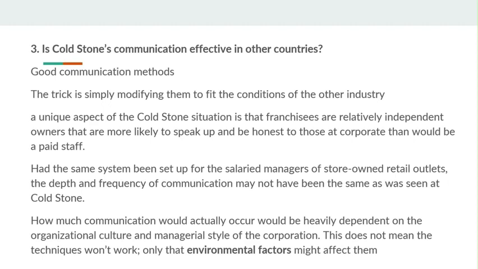So how much communication would actually occur would be heavily dependent on the organizational culture and managerial styles of the corporation. This doesn't mean that the techniques won't work, only that we have to consider that environmental factors might affect communication in organizations.